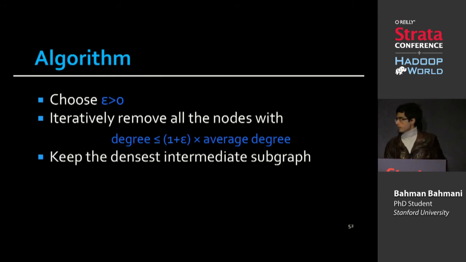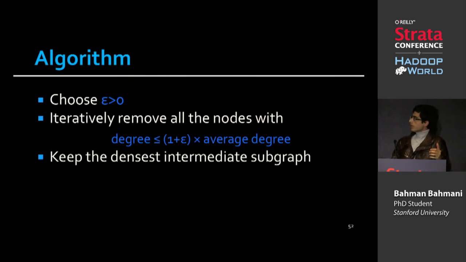So the algorithm is as follows. We choose a small number like epsilon, so it can be like 0.5, 0.1, 1. And then we iteratively remove all the nodes whose degree is less than or equal to 1 plus epsilon times the average degree. So we start with a graph. We remove all such nodes. We get a new graph. Then in that new graph, we again remove all such nodes. Notice that the average degree changes. And we do this until we remove all of the nodes.